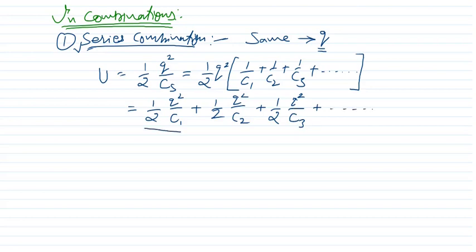And what is this? This is the energy stored in capacitor 1. And what is this? This is energy stored in capacitor 2, and similarly so on. So therefore in series combination, the net energy of this combination is equal to sum of energy stored in the individual capacitors. Next one is parallel combination.